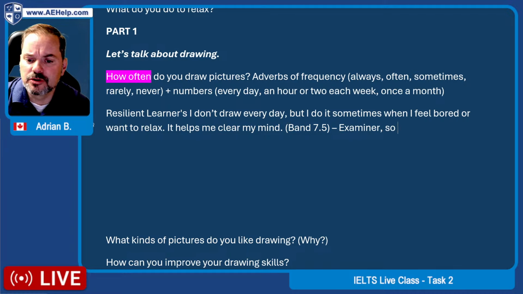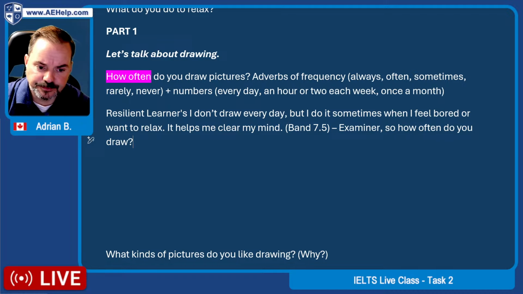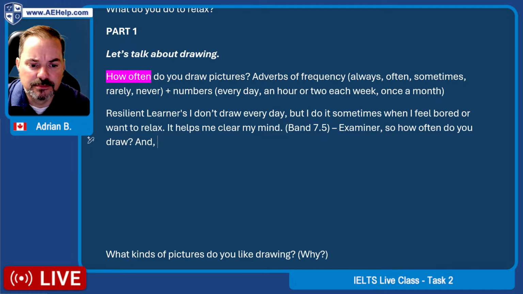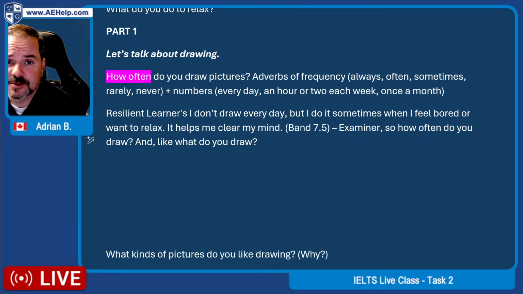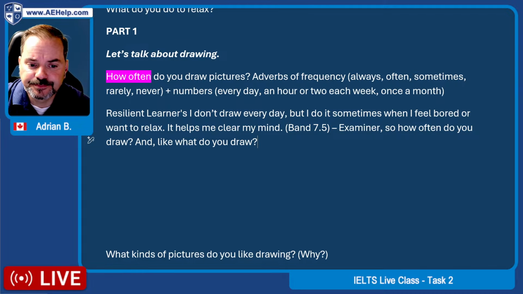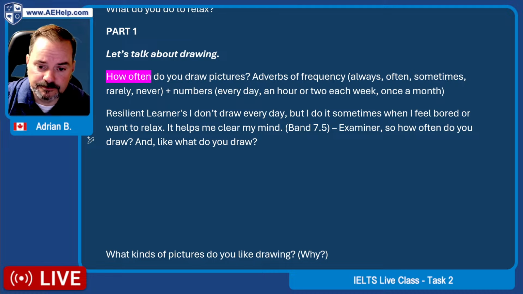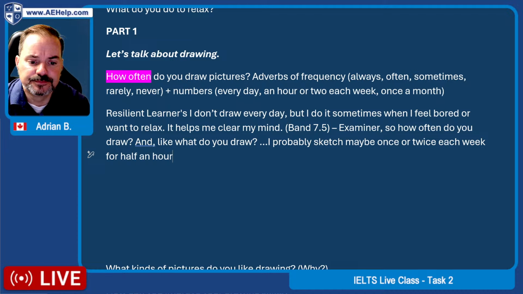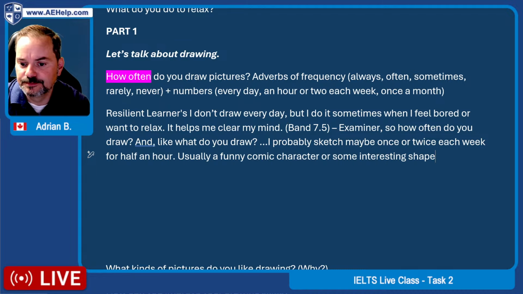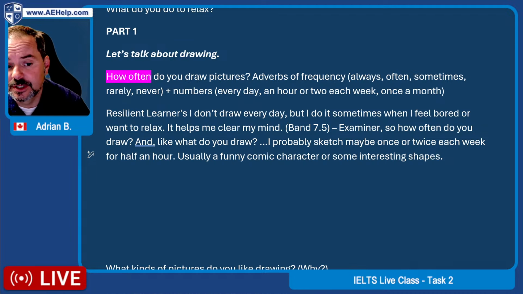Okay, so here the examiner is still thinking, so how often do you draw? And if I'm your examiner, I would still have the question, like, what do you draw? Okay, so that's still not clear for me as the examiner. And in expert communication or in very good communication, I would expect that to be clear. So to make this into a band 9 or 8.5 or an 8, I would expect something like, I probably draw, or I probably sketch maybe once or twice each week for half an hour. Usually a funny comic character or some interesting shapes.